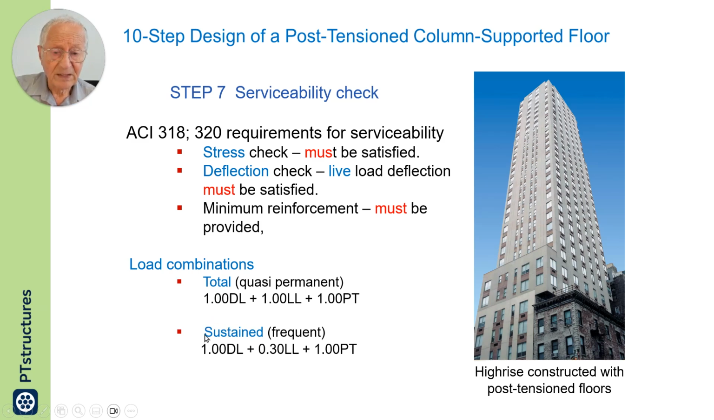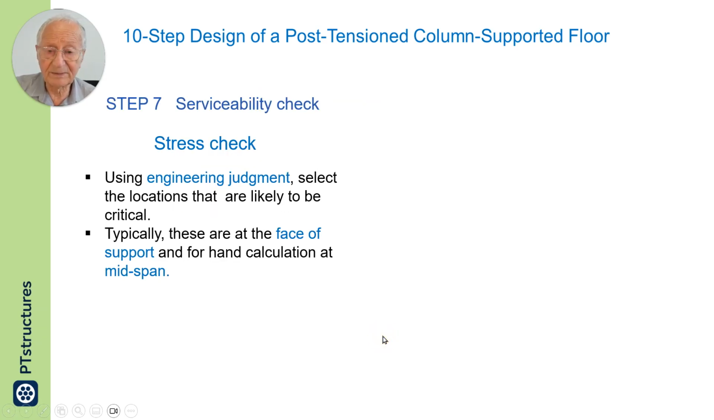For long-term deflection, we use this load combination, which has a lower value of live load. That 0.3, which is for frequent, is not given in ACI. It is left to the judgment of engineer. I have taken the coefficient given in the European code. This is for long-term deflection. This is for immediate deflection.